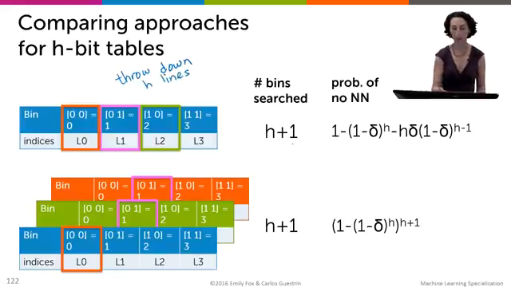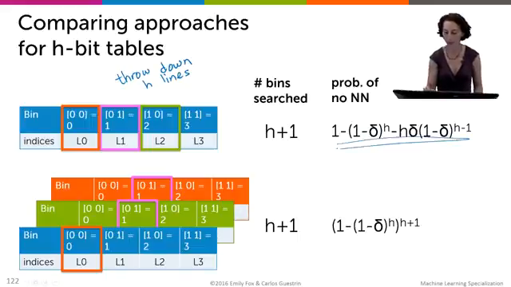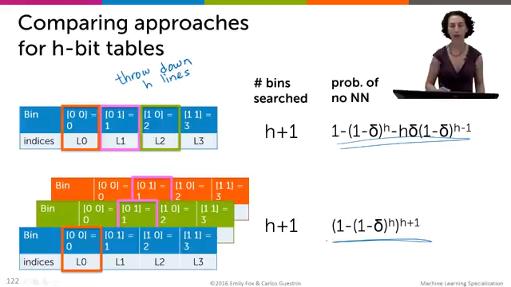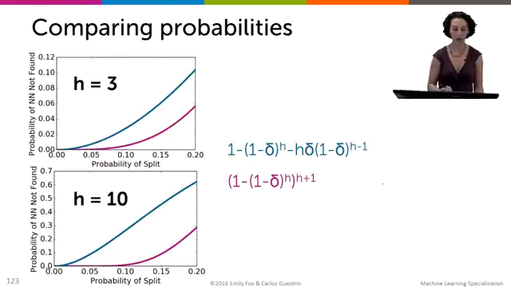In the first case, we're going to search h plus 1 bins, and the probability of not finding a nearest neighbor is written here. Not going to repeat that equation. And in the case of multiple hash tables, in particular looking at h plus 1 different hash tables, but always searching just the bin where the query point falls in, we have this probability of not finding a nearest neighbor. Again, it's not very straightforward to compare these two different equations, so let's look at some plots.